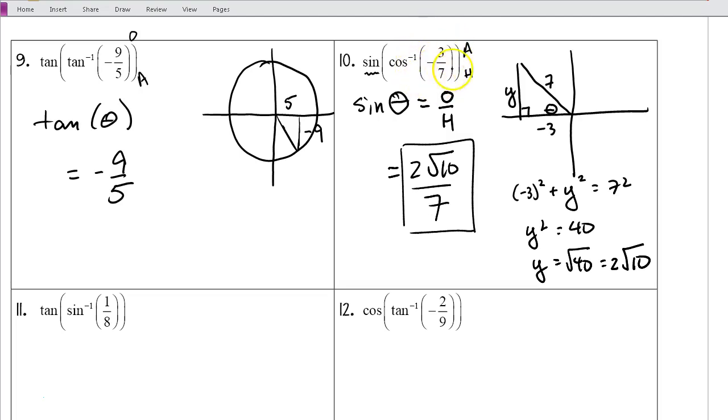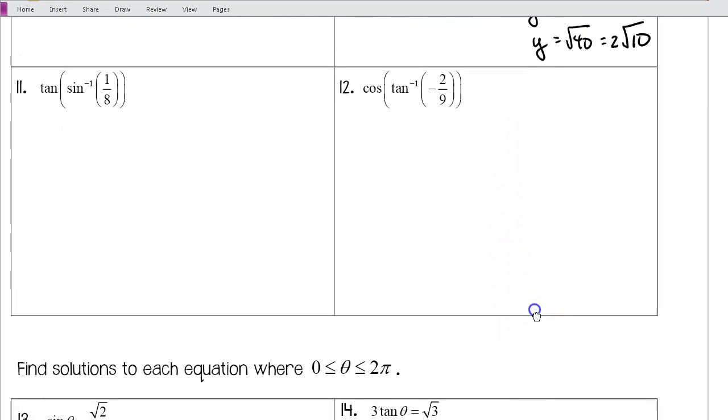So it looks like a rather basic problem, but there's a lot of things going on here. You got to first realize that you're going to be in the second quadrant because this cosine inverse is negative. Then you have to use the Pythagorean theorem to find the opposite side. Then you put it all together by calculating the opposite over the hypotenuse. Alright, moving on to number 11.